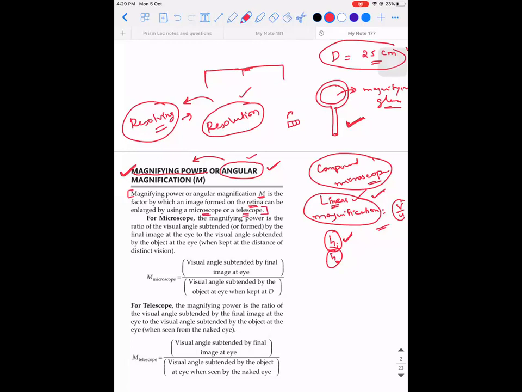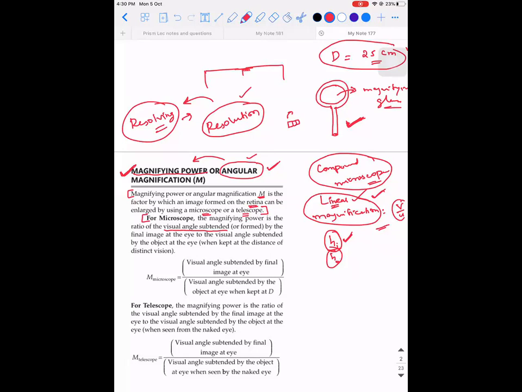Okay. So for microscope, if at all I talk about a microscope, it can be a simple or a compound, anything. But the magnifying power concept is the same. So magnifying power is defined as what? Is the ratio of the visual angle. In your textbook, they would have told angle subtended at the eye.